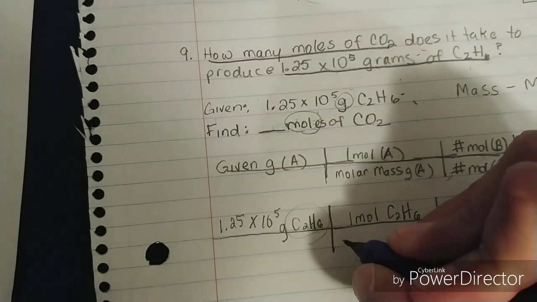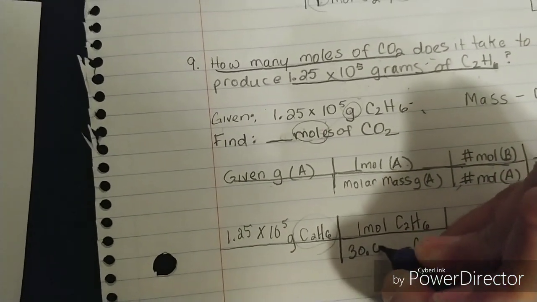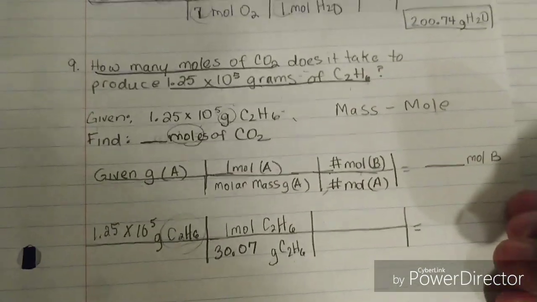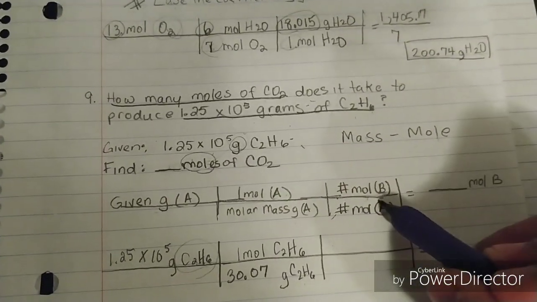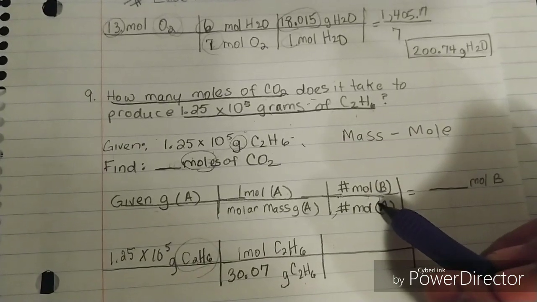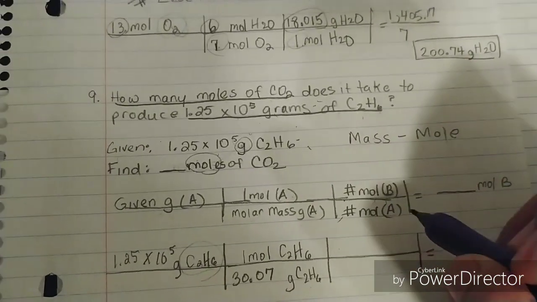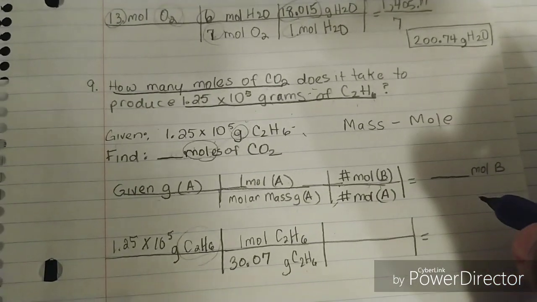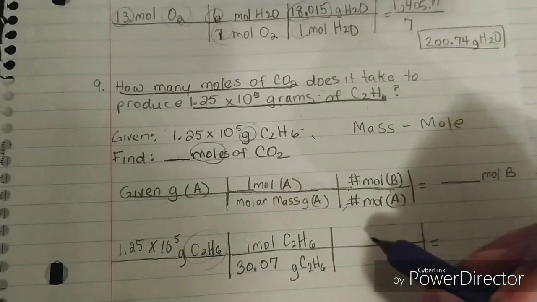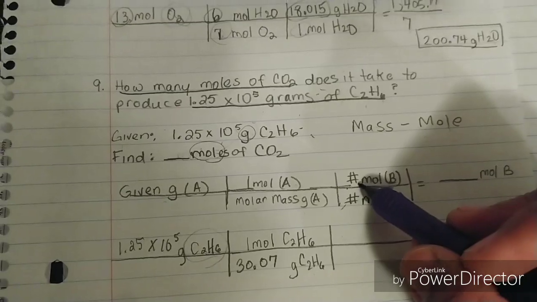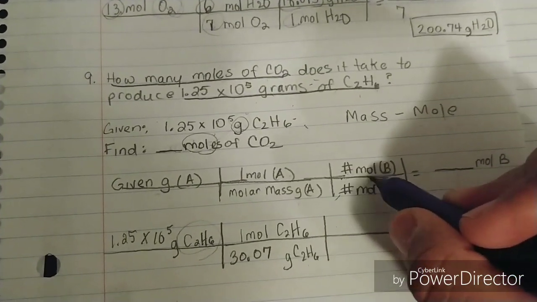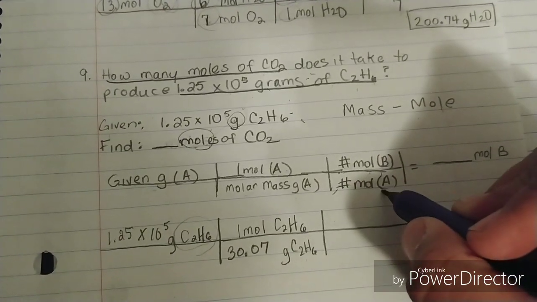And that's going to go down here. 30.07 grams of C2H6. Okay, so now the next step is the ratio step. We're trying to get the molar ratios, and to get those molar ratios, we're looking at the coefficients. So in this case, we're looking for number of moles of B over number of moles of A.